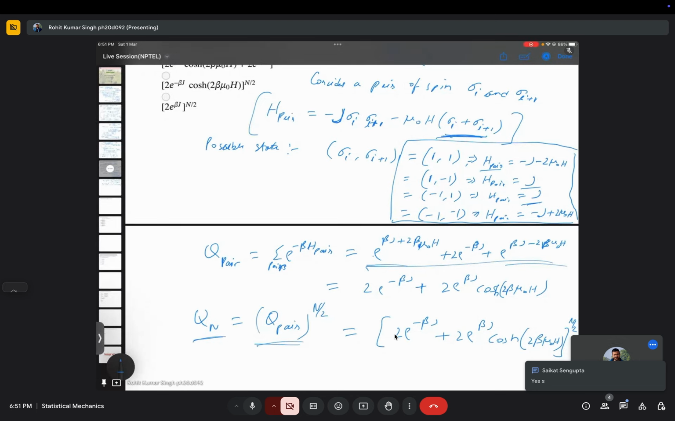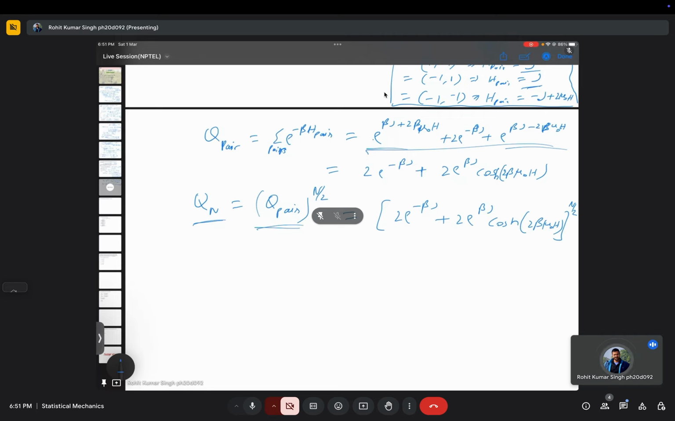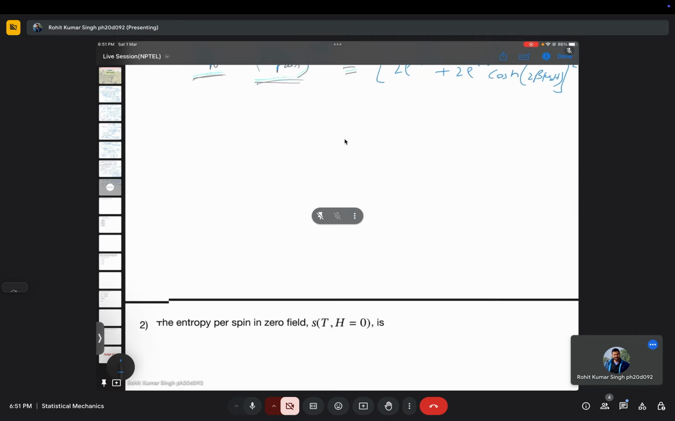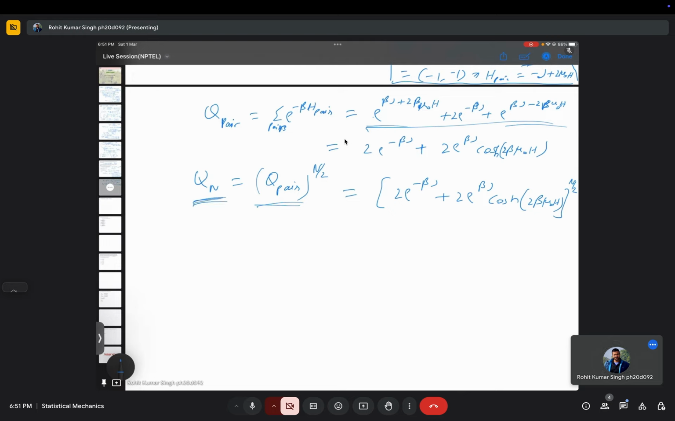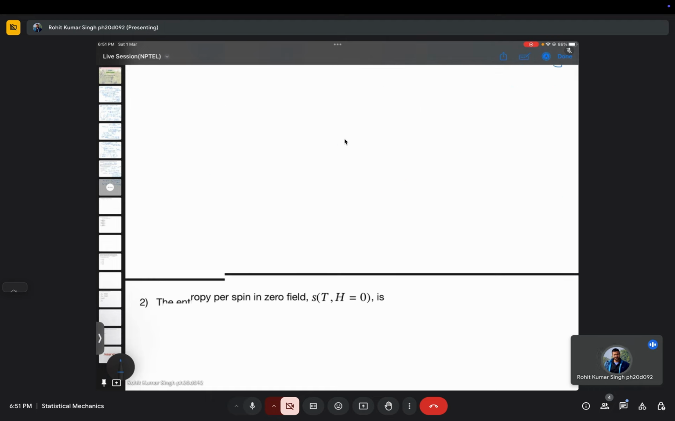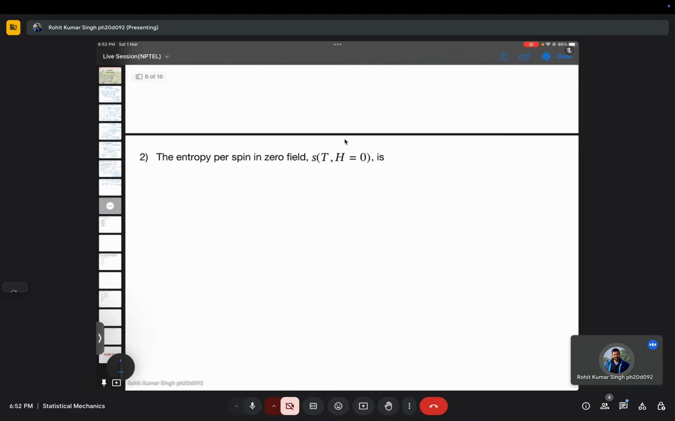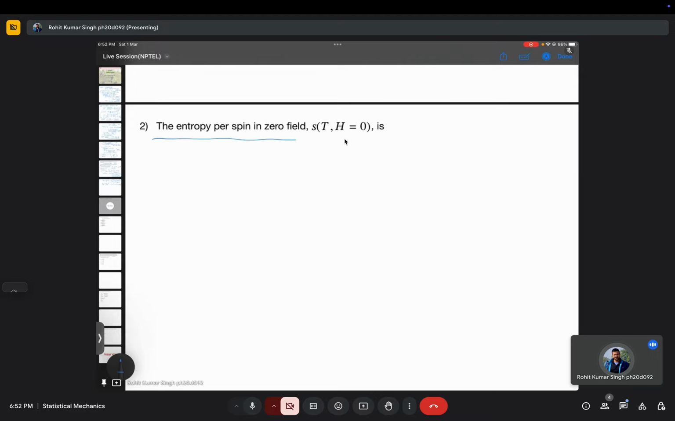Nice. Okay, so let's go to the next problem then. Now we have the partition function. I told you, if you have a partition function for any system, you can calculate all of the thermodynamic quantities. So now the question is, what is the entropy per spin?